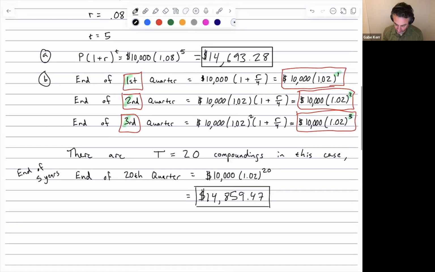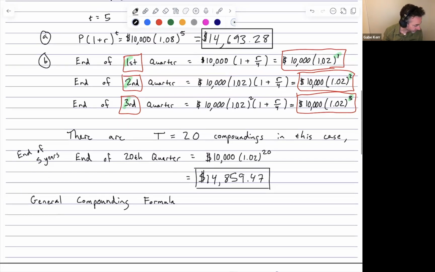So what we can do now is, at the end of B, having learned what we've learned, we can make a new formula and then we'll answer C. Okay. So here's a new formula, a general compounding formula. Which is the following. So we need a few new terms.